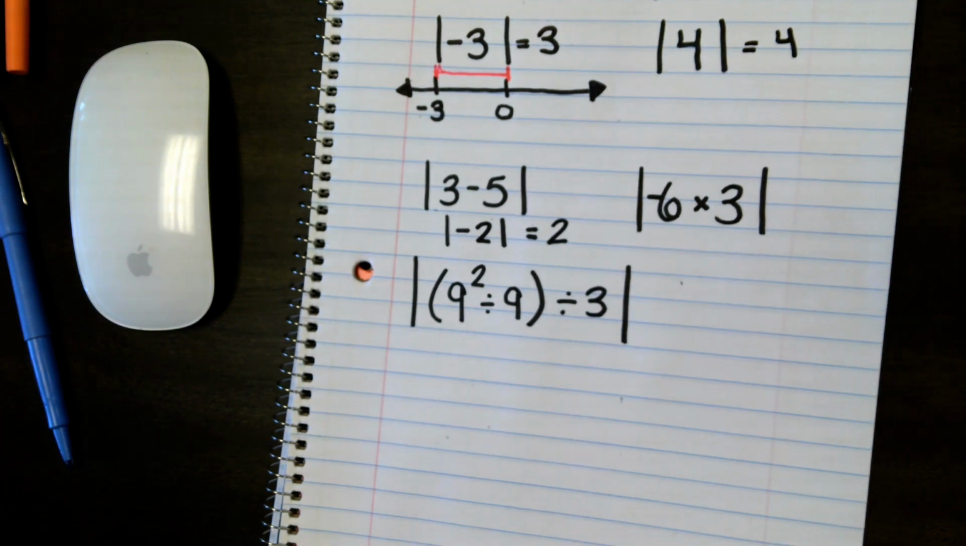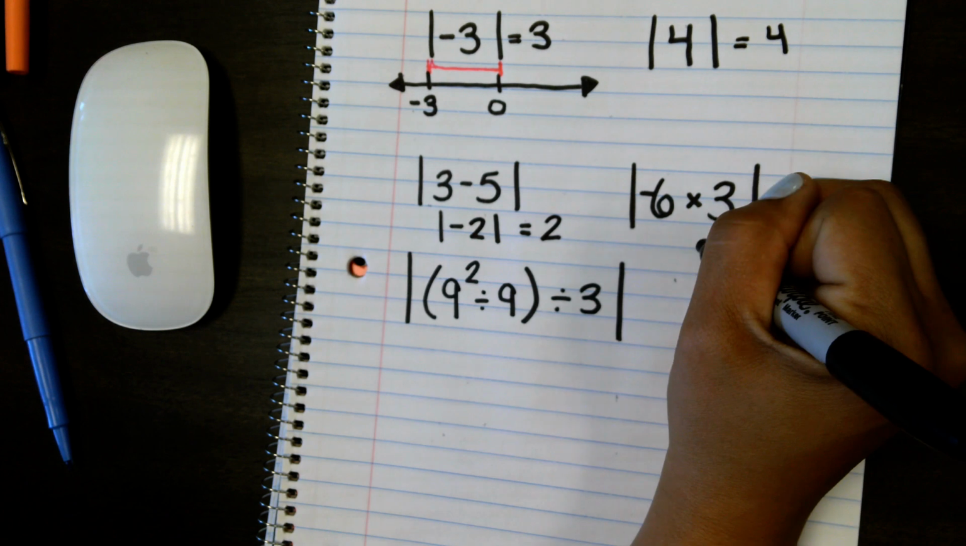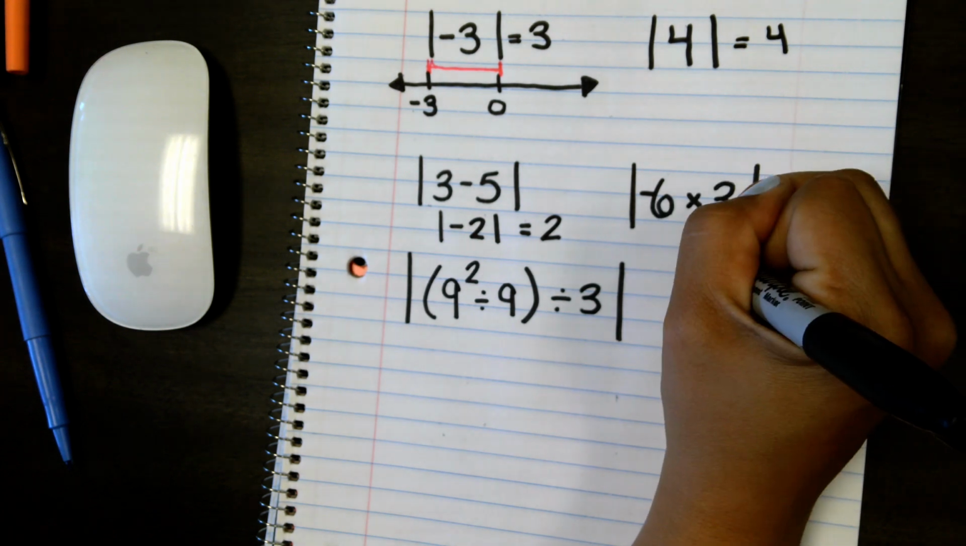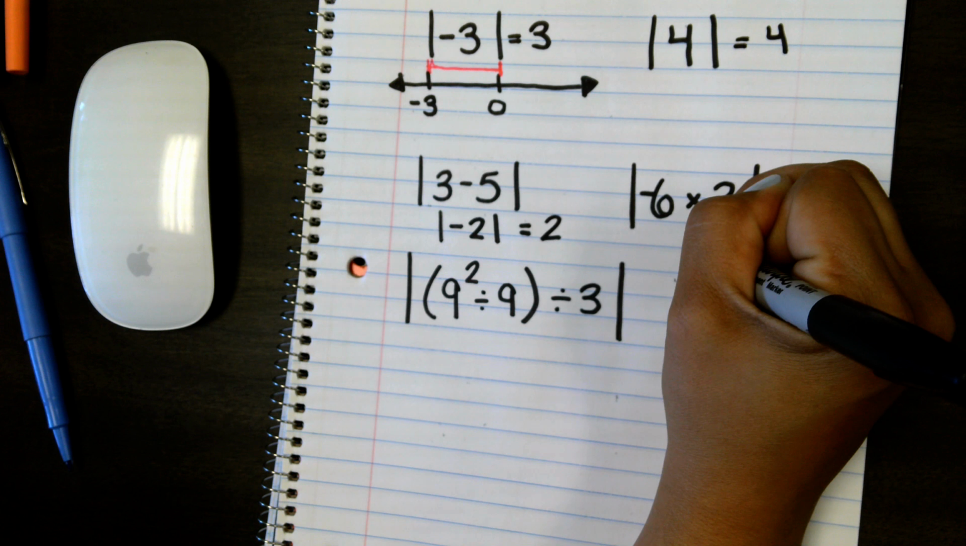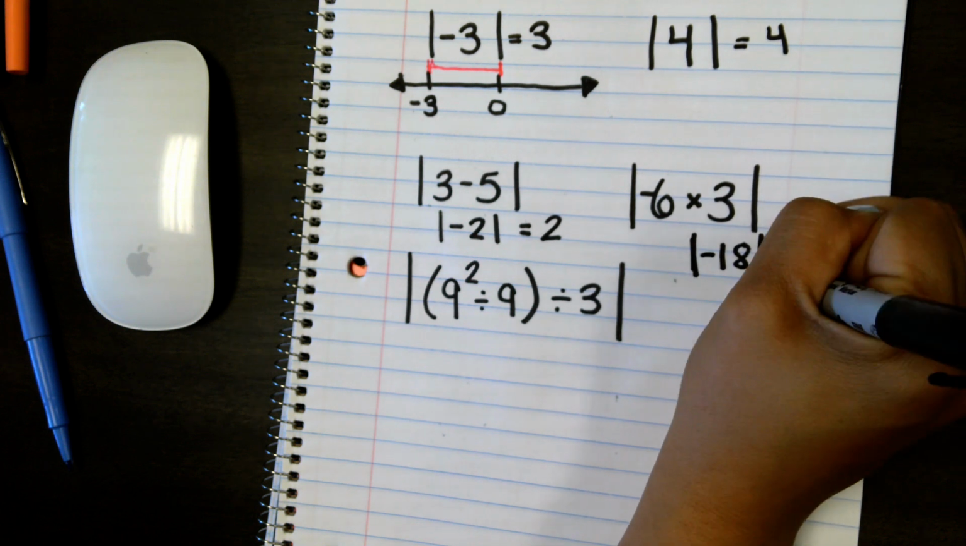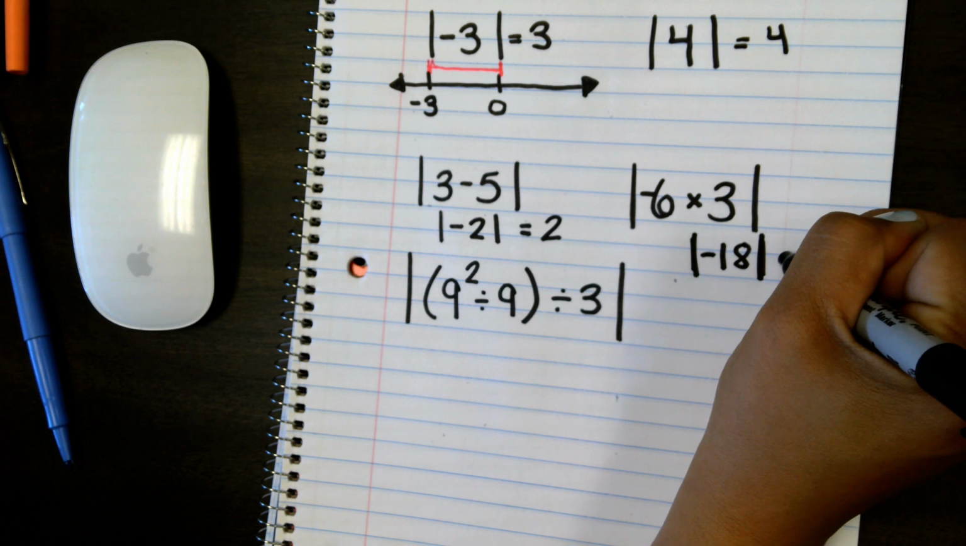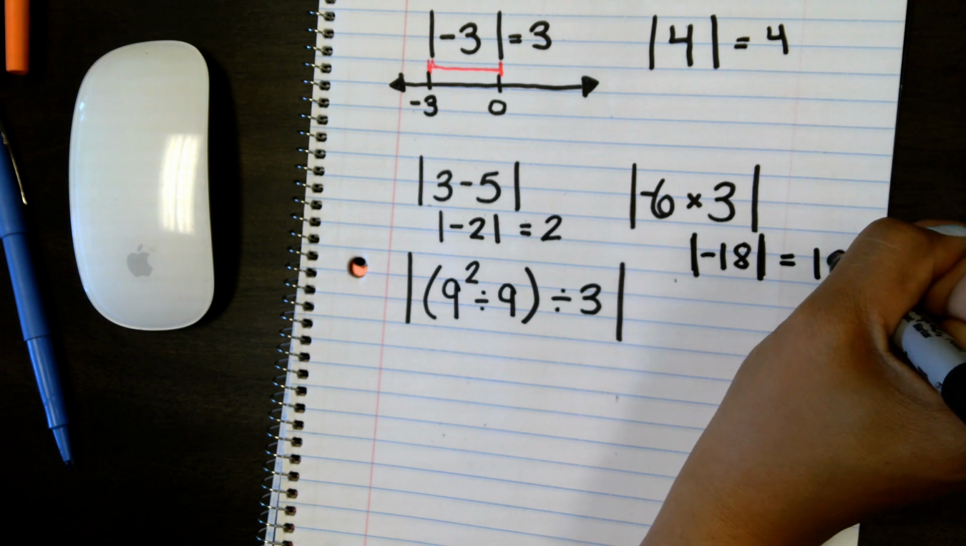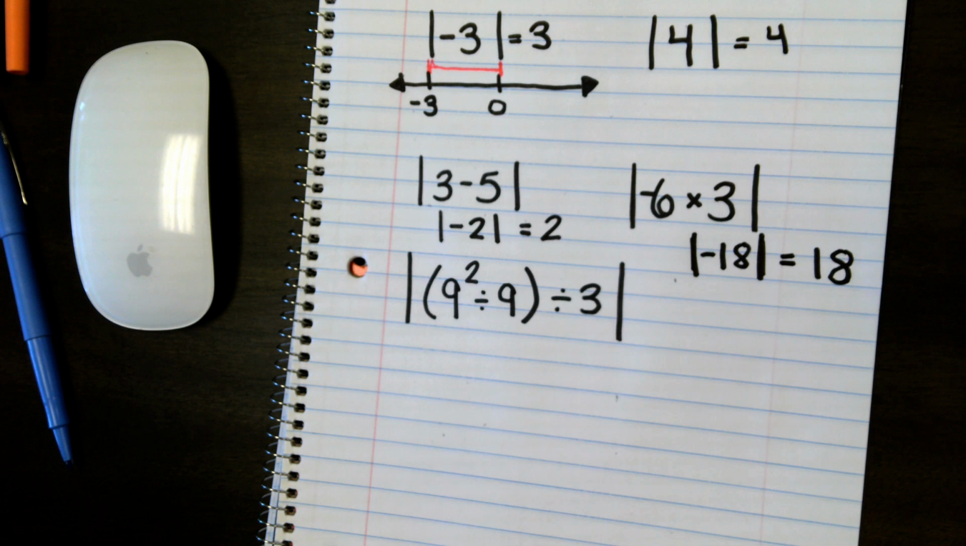Same with this one here. We have -6 times 3, and negative times a positive is a negative. So that is -18. And the absolute value of -18, well, how far is that from 0? You guessed it, 18.